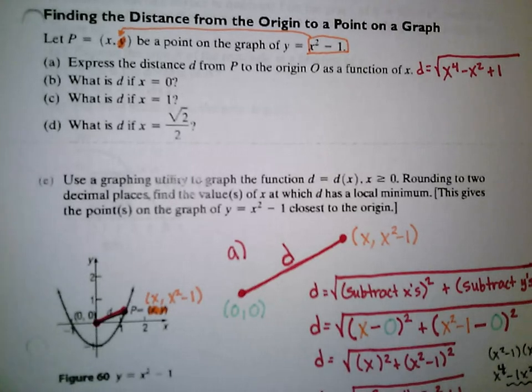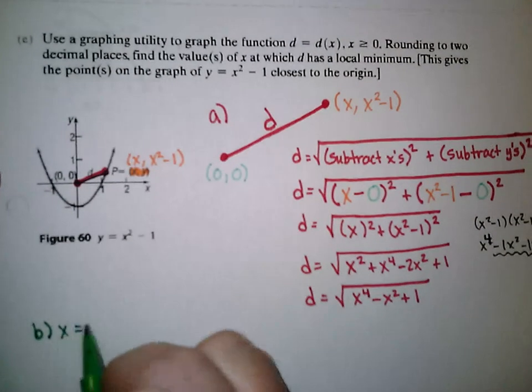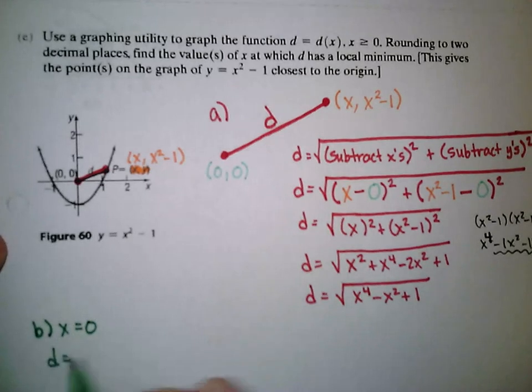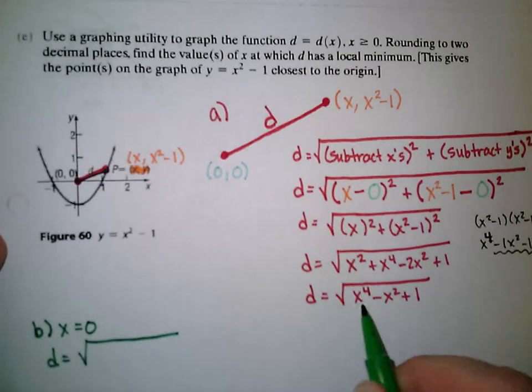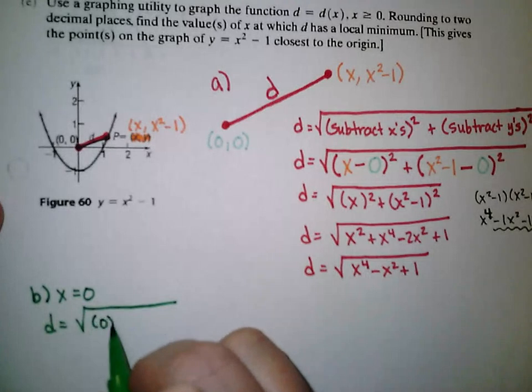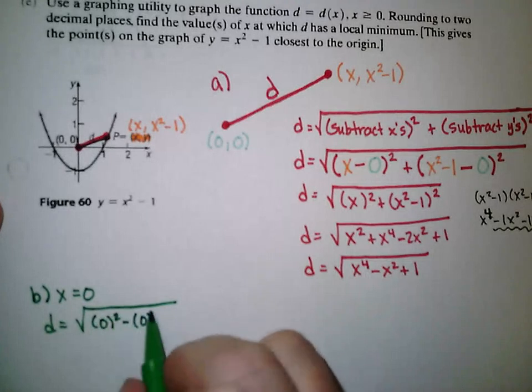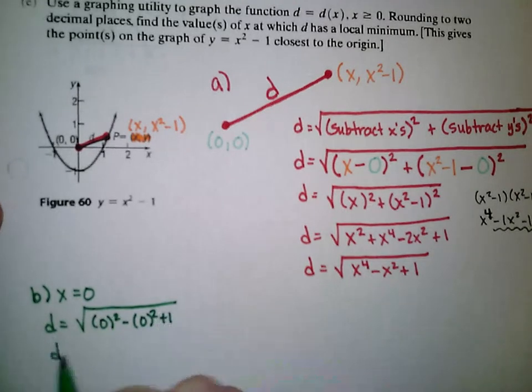So part B, what is D if x equals 0? So on B, we have x equals 0. So the distance would be, just substitute 0 in for each of your inputs. So that would end up being square root of 1. So the distance would be 1.